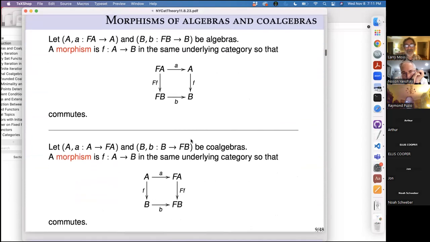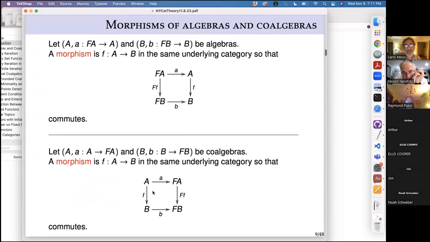So again, here's algebras and coalgebras. This one is an algebra on top and an algebra on the bottom, and what it means to be a morphism is the little f on the side. On the coalgebra side, it's exactly the same. The top is a coalgebra, the bottom is a coalgebra, and what it means to be a morphism is a map from A to B such that this diagram commutes. And again, we get the morphism on the side by applying the functor to the morphism on the left.